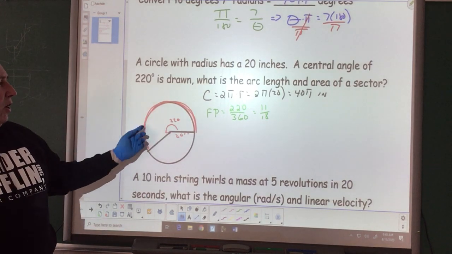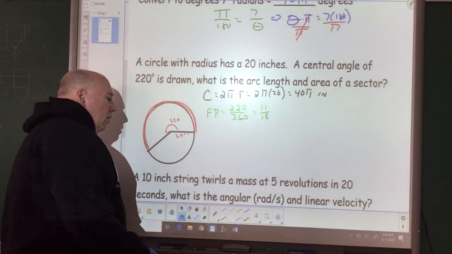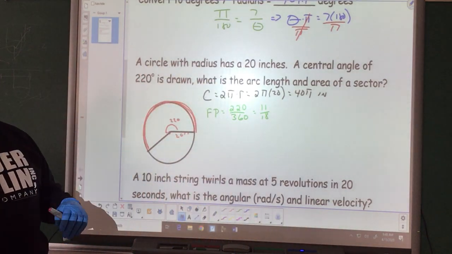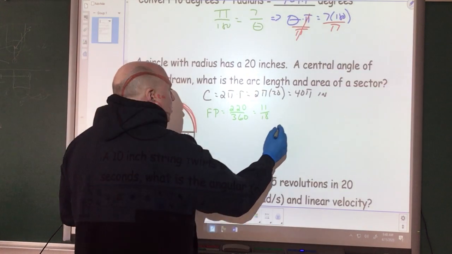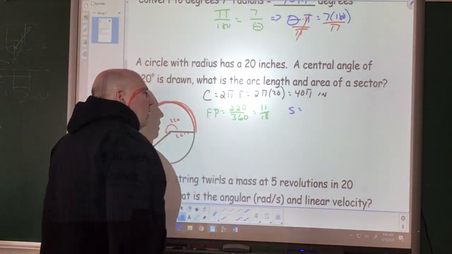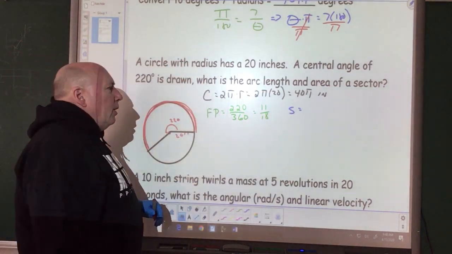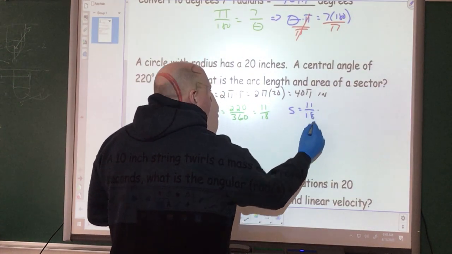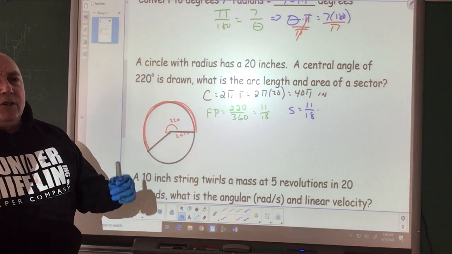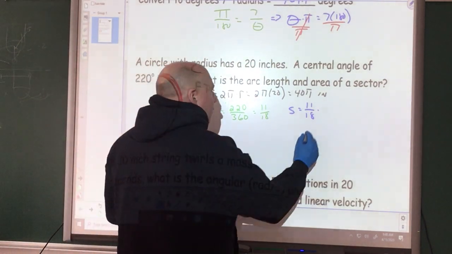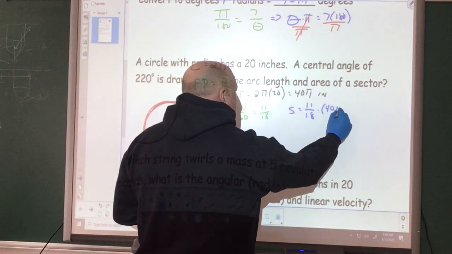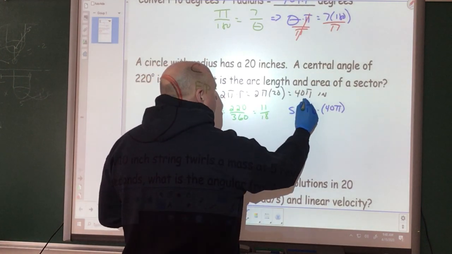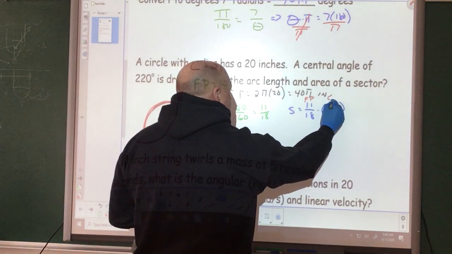So to find this arc length here, our arc length is our fractional part times the entire circumference of the circle. So we're looking at the arc length as our fractional part, 11 over 18, times our entire circumference, which is 40 pi. Once again, this is fractional part times the circumference of the circle.